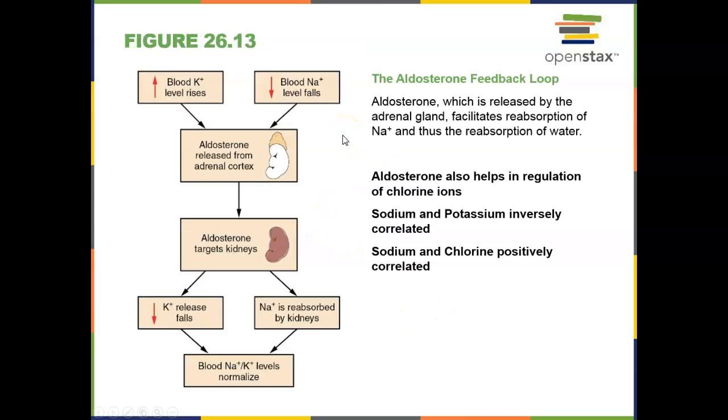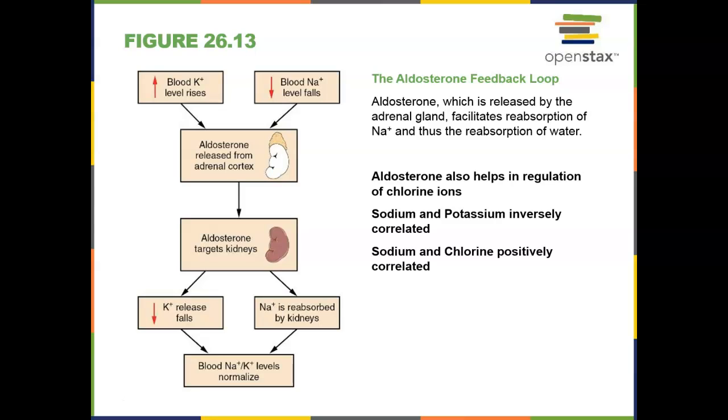Now we're going to talk about how we maintain potassium, sodium, and chlorine. This is associated with aldosterone. Aldosterone is your salt lover. Aldosterone is going to increase the amount of sodium and chloride that enters the body, and inversely, it decreases the amount of potassium. Anytime sodium comes in, potassium is released through those sodium-potassium pumps.